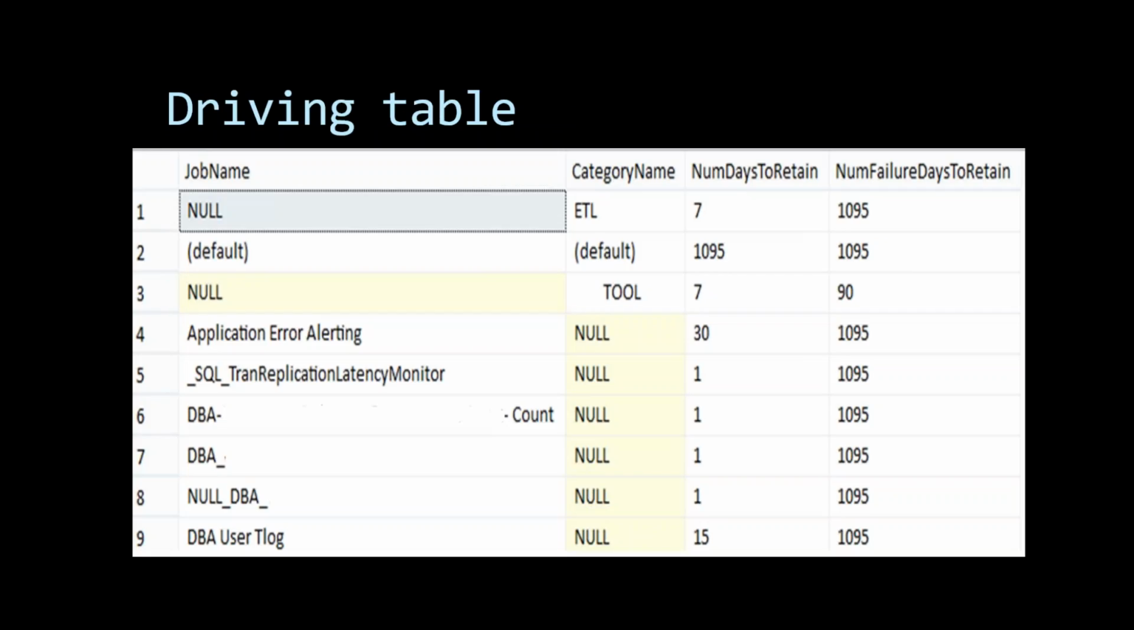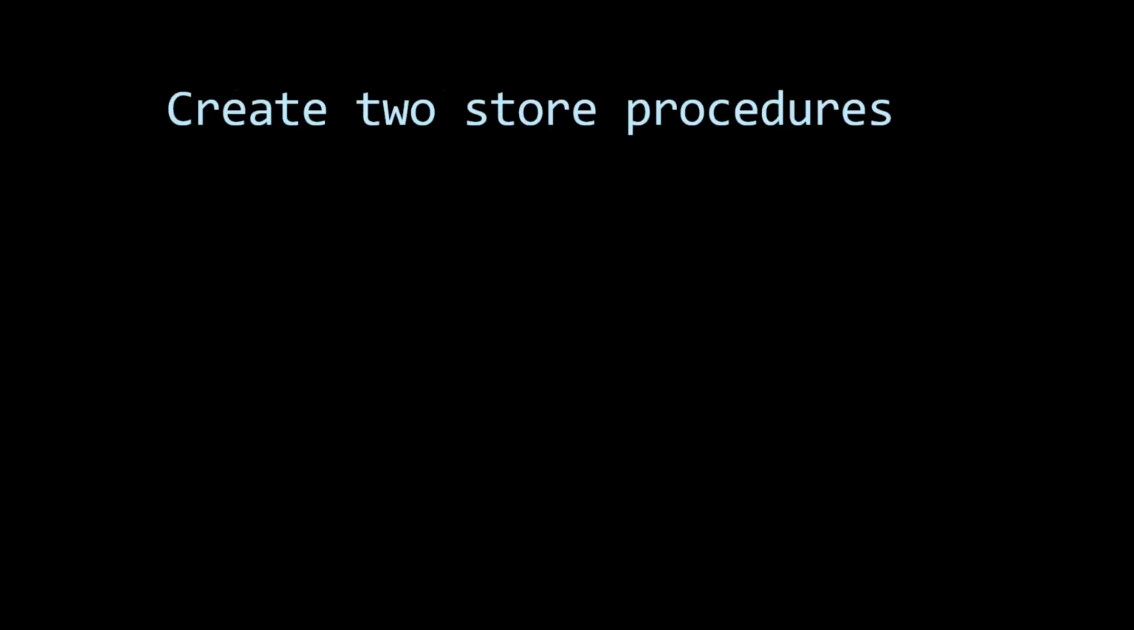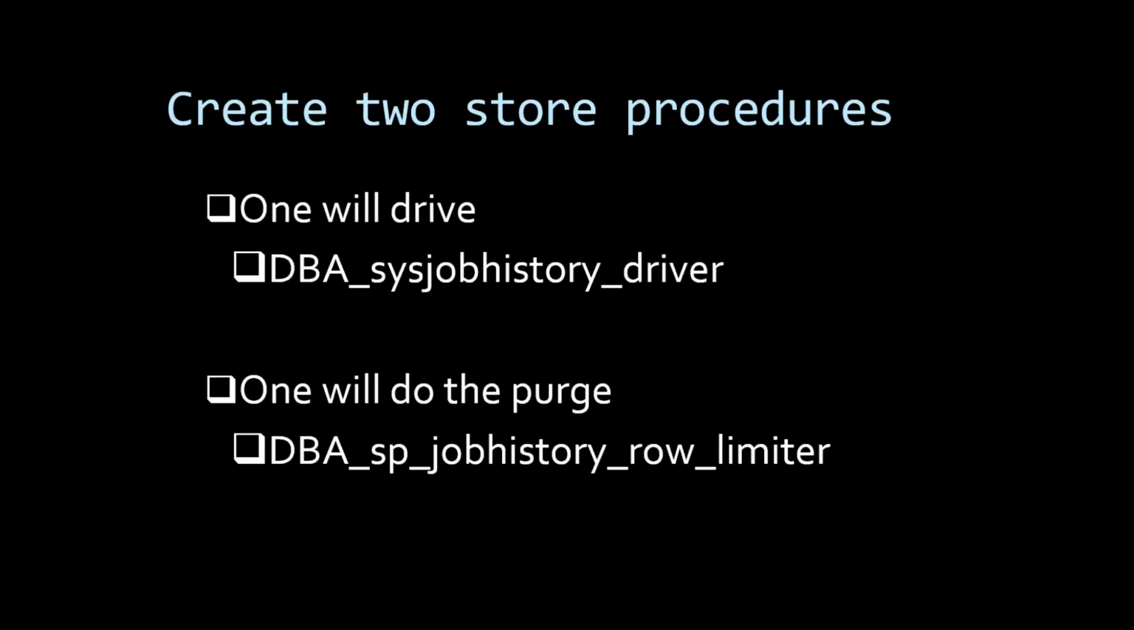So what I basically did, this is a driving table, and this is just an example. I have job name, I also have category name, and I have two different columns: number of days to retain if it's successful, and number of days to retain for failures, so you can put different values. You will have all this code, so I don't want to talk too much about this. I have two stored procedures. One goes to the driving table and looks at what configurations you put. The second stored procedure grabs that information and goes against the job history table and does the real delete.